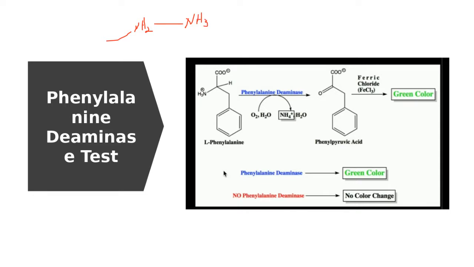And when ammonia is added to anything, it becomes more basic, right? But here we're going to use it colorimetrically to look for the end product of that deamination, which the amino acid phenylalanine gets deaminated. The amino gets removed and it becomes phenylpyruvic acid. And we can look for that very easily colorimetrically.